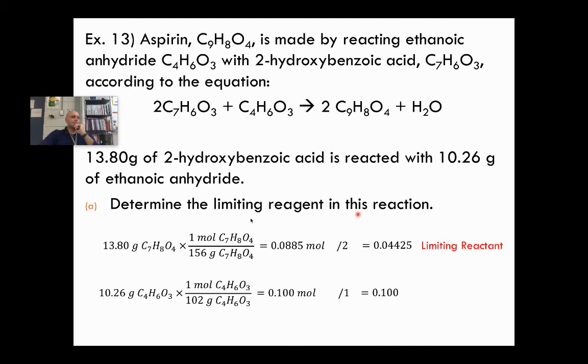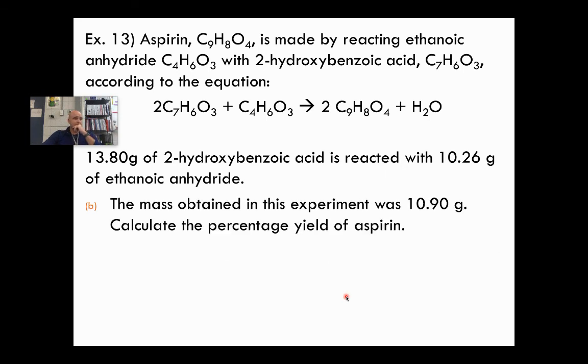Okay, easy peasy. So 2-hydroxybenzoic acid is going to be my limiting reactant. Now this is the one I'm going to use for my calculations. I'm going to X this out. I do not want this. Forget about it. This is only useful to find the limiting reactant.